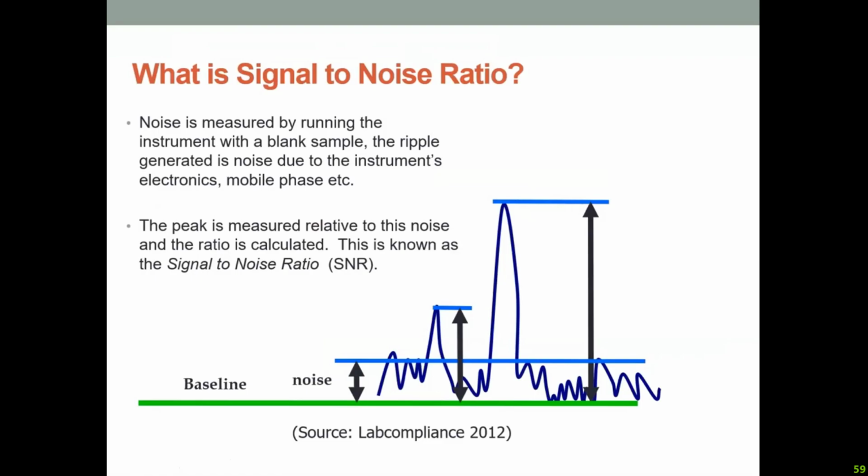What is signal to noise ratio? So noise is measured by running the instrument with a blank sample. The ripple generated is the noise due to the instrument's electronics, the mobile phase, etc. The peak is measured relative to this noise and the ratio is calculated. So that is known as your signal to noise ratio. So here you can see this is our baseline, that is our noise underneath here, and then we've got 2 peaks identifiable.